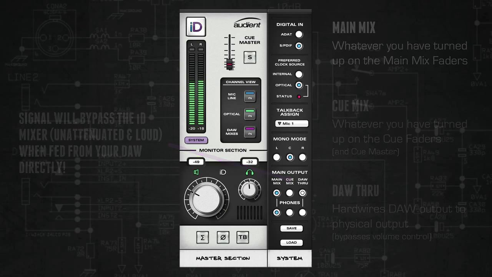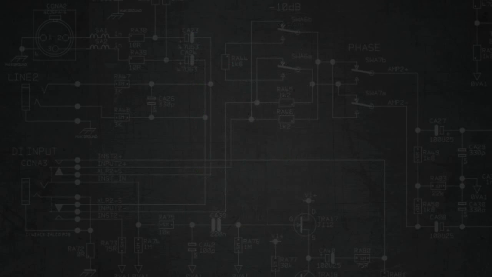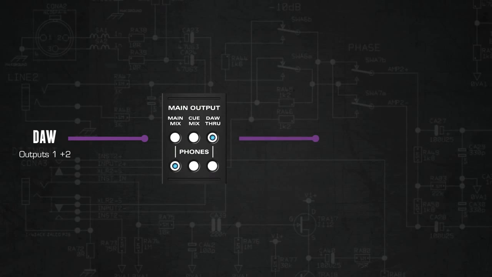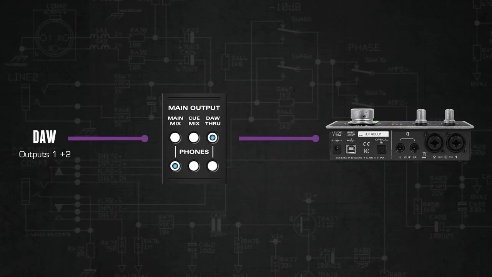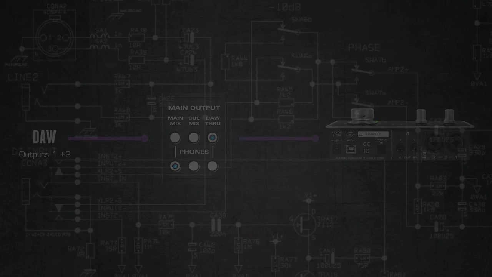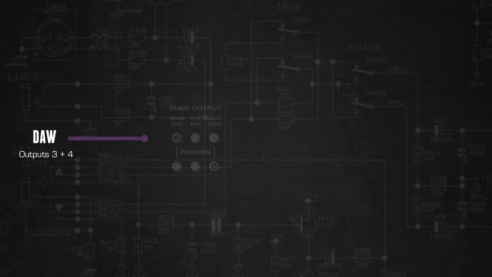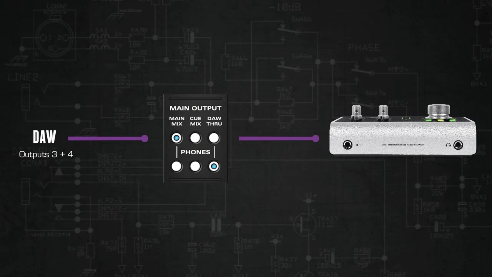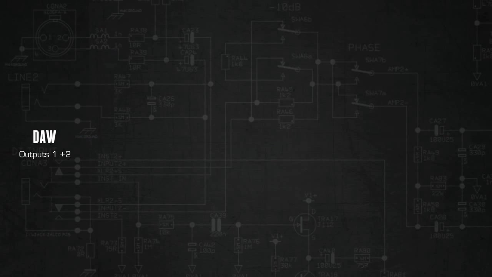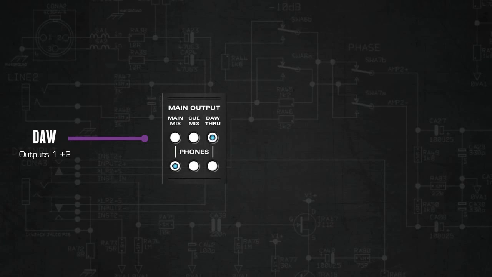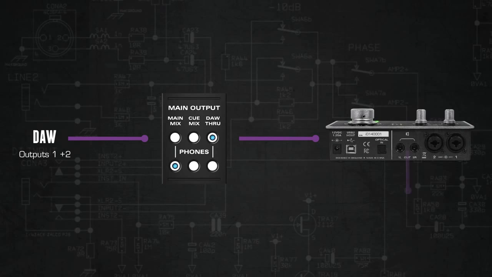So for example, if you have the main output set to DAW through, whatever you have sent to outputs 1 and 2 in your DAW will go straight to the main output. Similarly, if you have the headphones set to DAW through, anything you send to outputs 3 and 4 in your DAW will go straight to the headphone output. A good example of a use for this is if you want to use the main outputs to feed a headphone amplifier, and you don't need the iD14 volume control because you have individual controls on the amp.